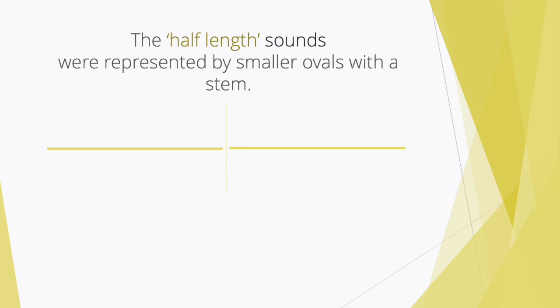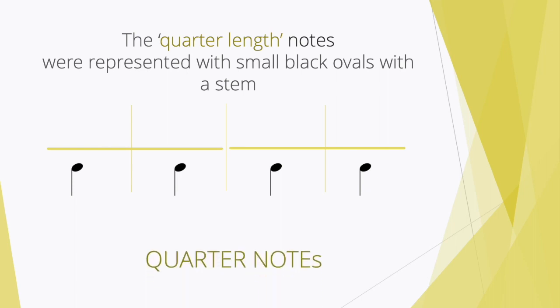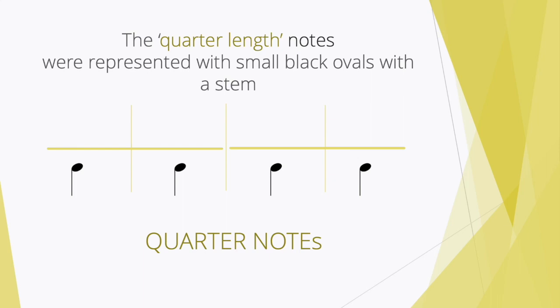The half-length sounds were represented by smaller ovals with a stem. And they were called half notes. The quarter-length notes were represented with small black ovals with a stem. And they were known as quarter notes.